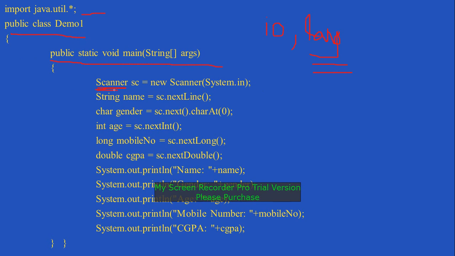Scanner. Scanner is the class in order to get the input. It is a predefined class which is available in the util package, so we have to import the package called util. Scanner, with S in caps, followed by the user defined variable name sc equal to new, which is used to allocate the memory, and then Scanner(System.in).